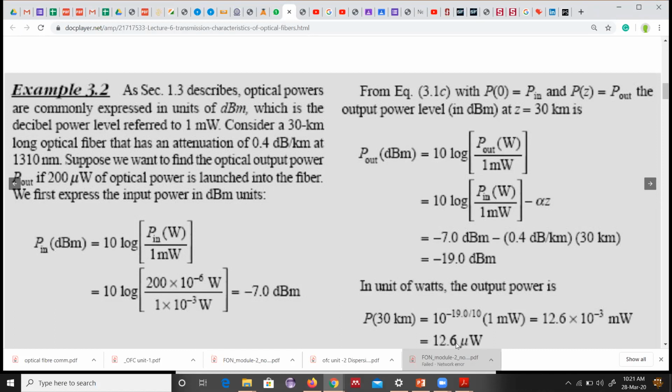That will give you the output optical power of 12.6 microwatt for an input power of 200 microwatts. So you're getting an output optical power of 12.6 microwatt after it has propagated a distance of 30 kilometers. So you can understand the attenuation which is being caused in optical fiber as it has propagated a length of 30 kilometer. So 200 microwatt was the input power, which got converted into 12.6 at the output after it has traveled 30 kilometer distance.